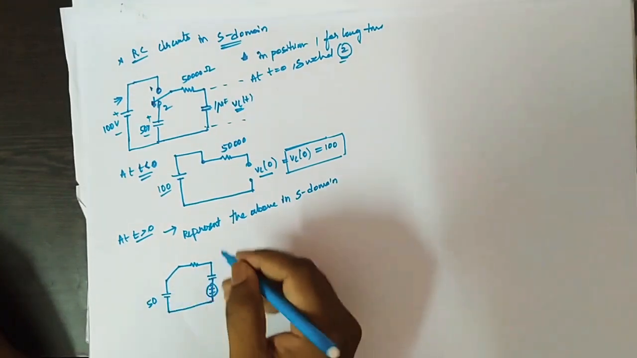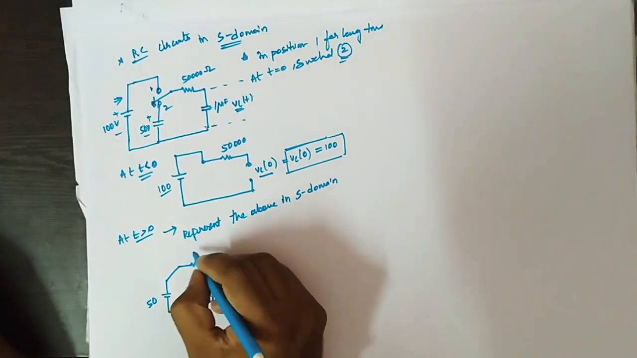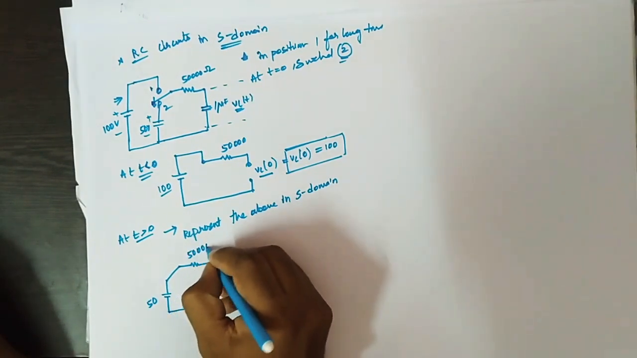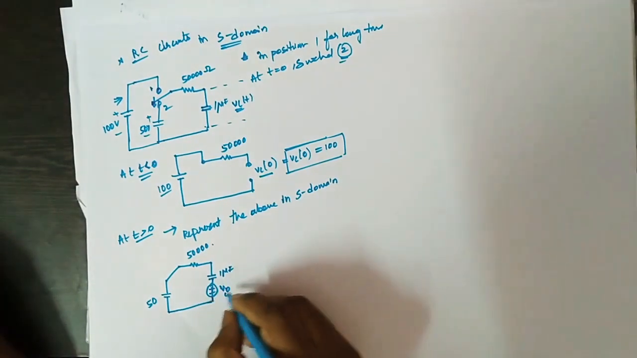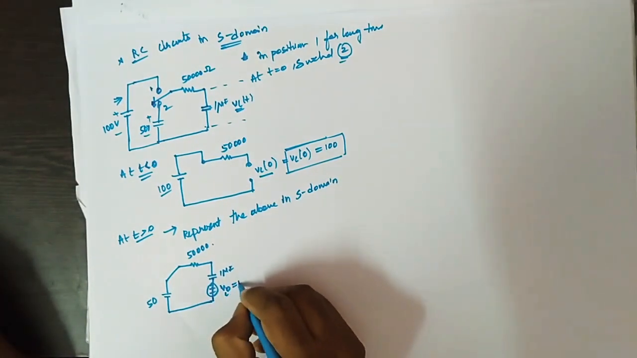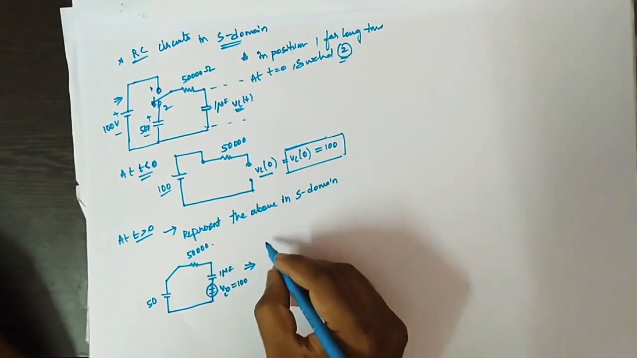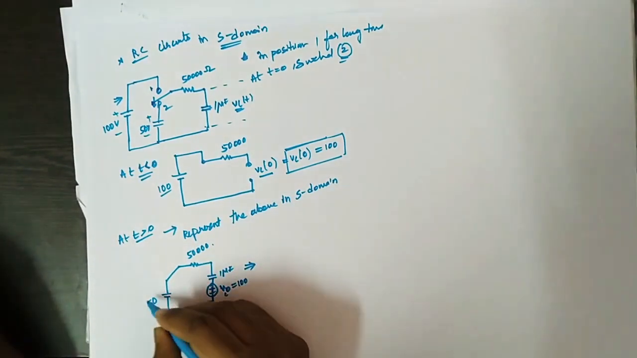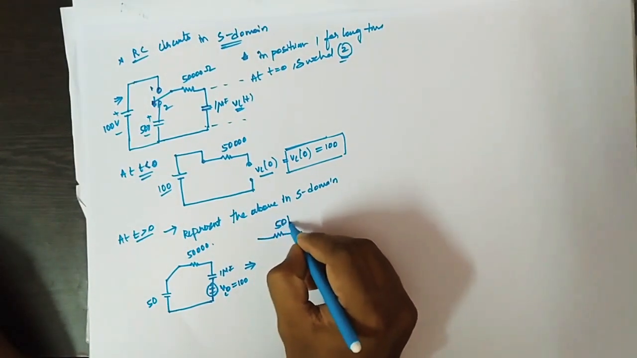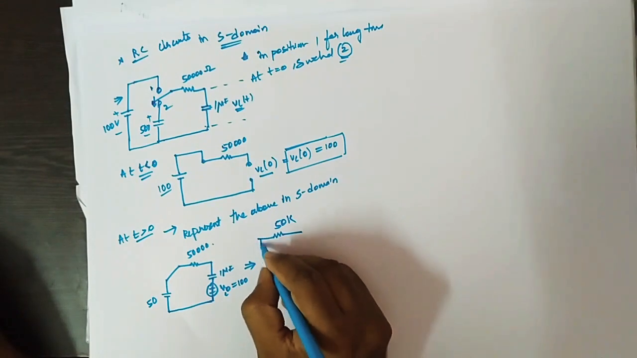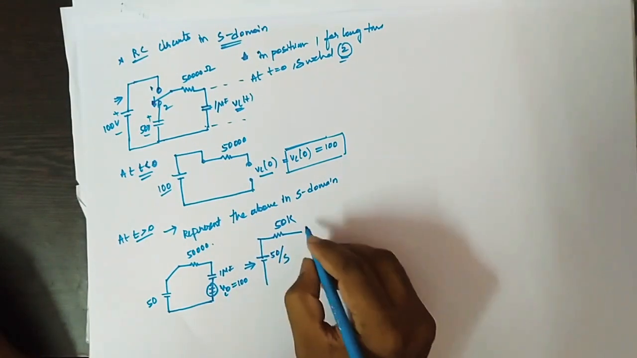This is a capacitor, 1 microfarad. So this is the initial voltage Vc of 0. So we need to confirm Vc of 0 is equal to 100. So you need to transform this circuit to the Laplace domain. So the Laplace of a constant is... let us take this 50k. So the Laplace of this constant source is 50 by s.